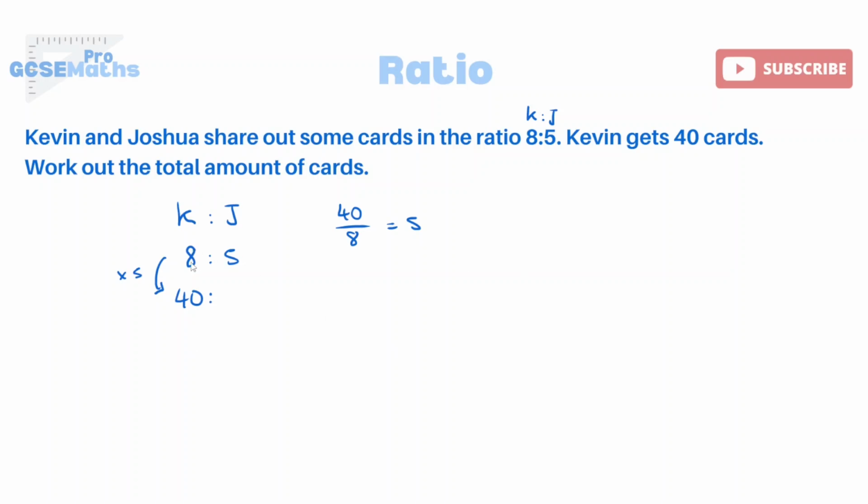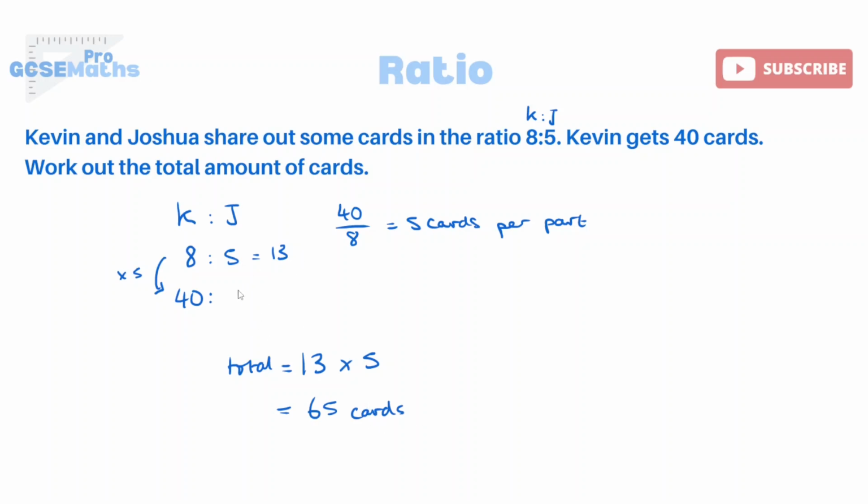And then if I just add together the number of parts of the ratio, because that would account for all the cards, wouldn't it? 8 plus 5 is 13. Then all I need to do to find the total is 13 times by the 5, because it's 5 cards per part of the ratio, isn't it? And for all of them, there's 13 parts. That gives me 65 cards. Okay, that's what I would do.